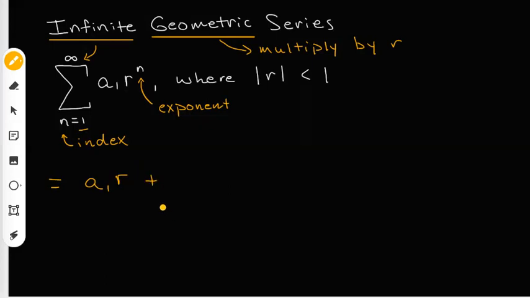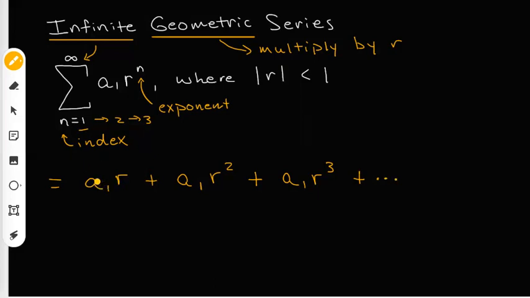For the next term, I'm going to let n be the next number up, which is going to be 2 now. So I'm going to let n be 2. I get a1 times r squared. And then for the next term, I'm going to let n be 3, and I get a1 times r cubed. And then from there, n is just going to go up by 1 each time, and it's going to go up an infinite number of times. So this is going to be called the infinite geometric series.